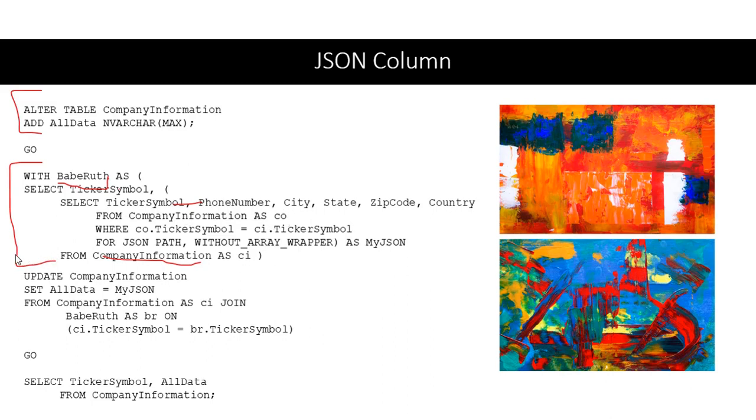Once I've made my CTE, then I do the update statement. I update the company information table. I set the all data column equal to the column called my JSON. That's what this column was called in our CTE. So I set all data equal to my JSON, and then I join the company information table to the Babe Ruth common table expression. Once I do that, I'll check to see that it looks like valid JSON right here.